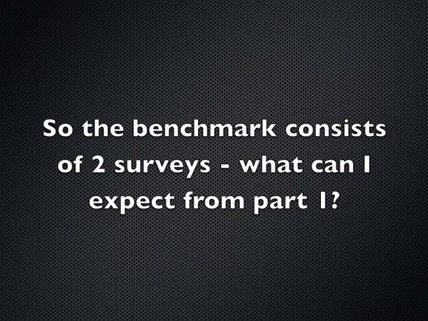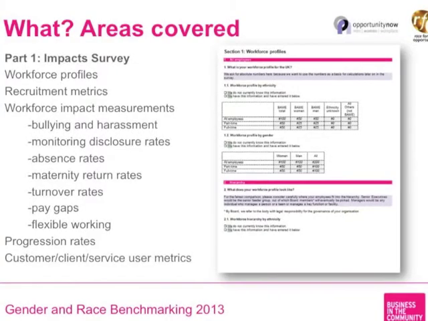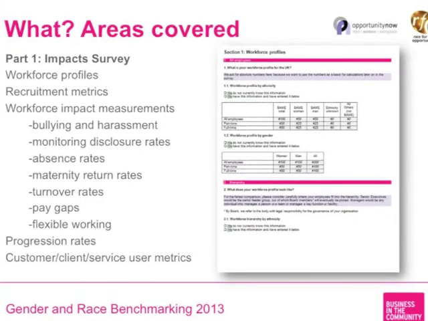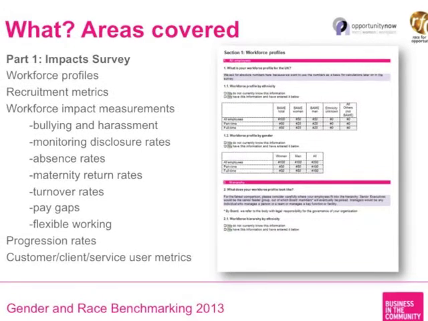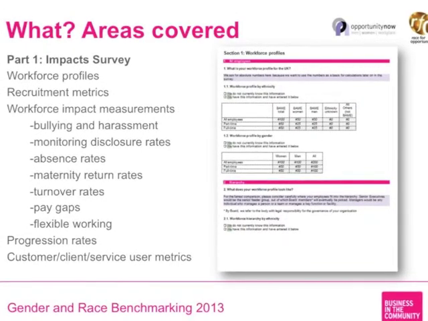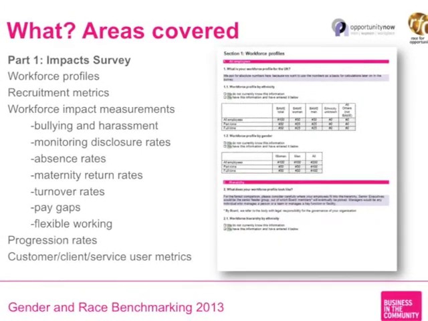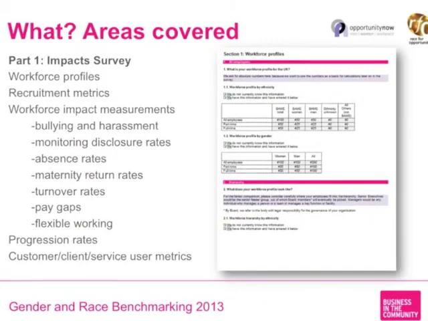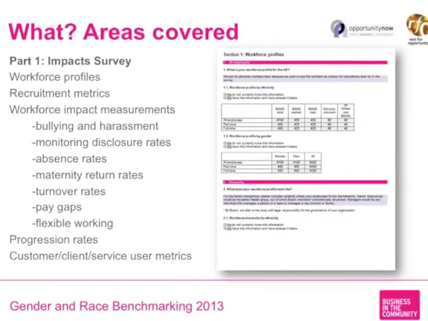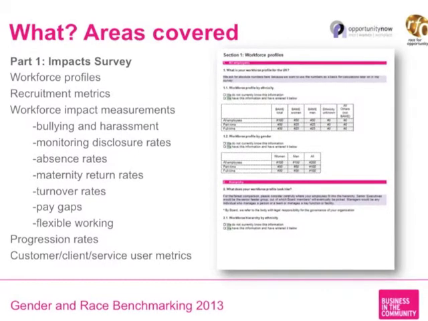So the benchmark consists of two surveys. What can I expect from part one? Well, part one is all about the data. It's about what is happening to your employees during their time with you, from initial application to leaving, and everything in between. By splitting up the data into groups of men, women, ethnic minorities, and white employees, we can get a real sense of what is happening to different groups within your organisation.